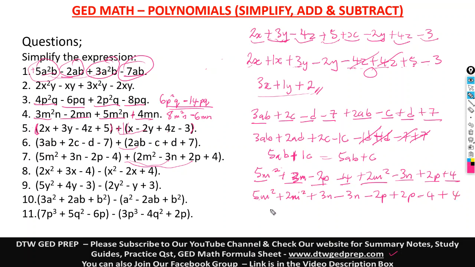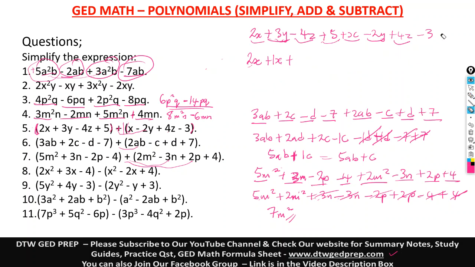This plus this will give us a 7m squared. You can see that this is positive 3n, negative 3n. We're going to subtract and it's going to give us a 0. So 3 minus 3 is a 0. The same thing here, 2 minus 2 is a 0. And here, 4 minus 4 is a 0. So our final answer here is 7m squared. All right? So let's go to when we are subtracting in polynomials.